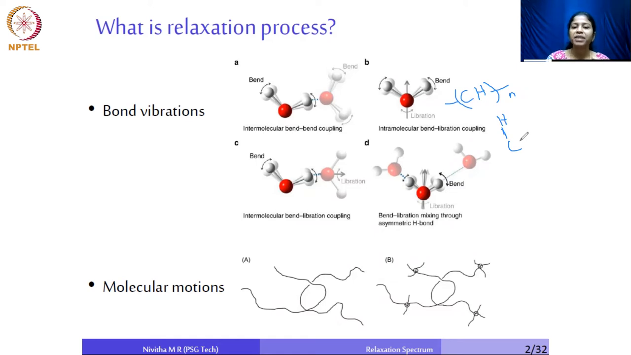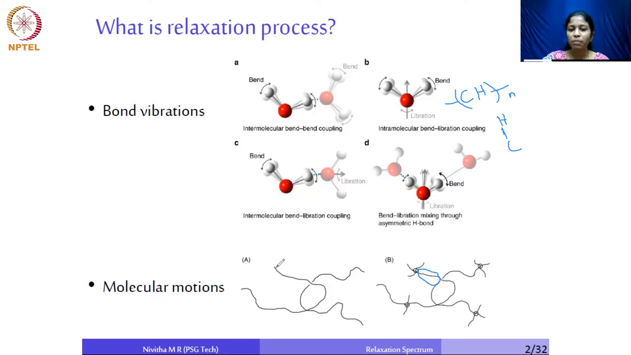Now, the other relaxation mechanisms could be segmental relaxation. Let us take a segment of molecule, say, for example, between two nodes or between two cross-linked parts. So some segment of this molecule. So let us take this particular segment. So this segment can undergo a certain relaxation. It is not necessary that the whole molecule has to relax. A particular segment of the molecule can relax, and that is called a segmental relaxation.